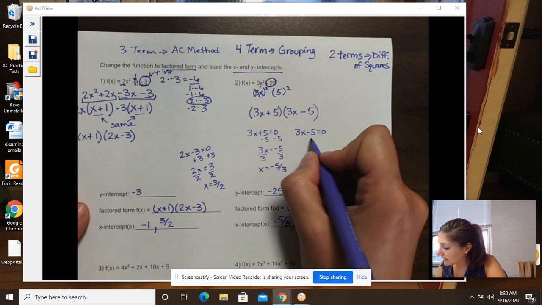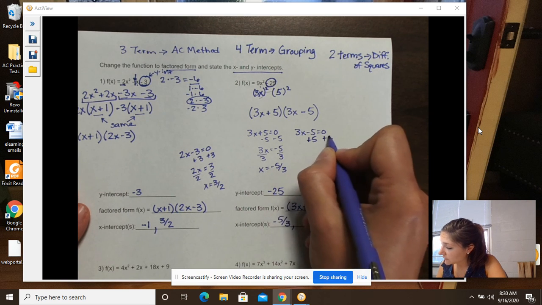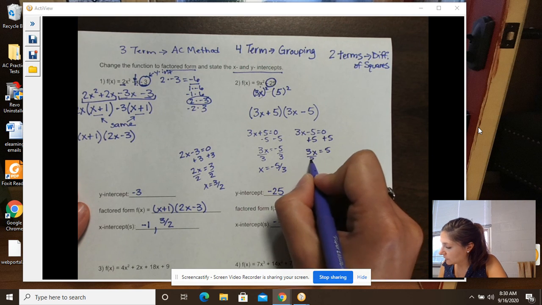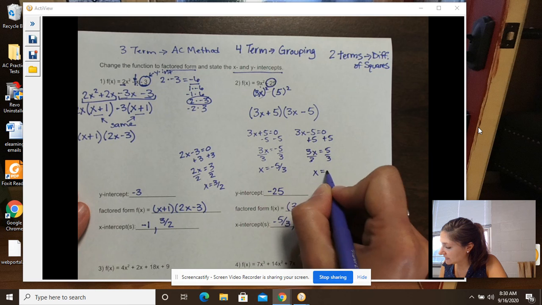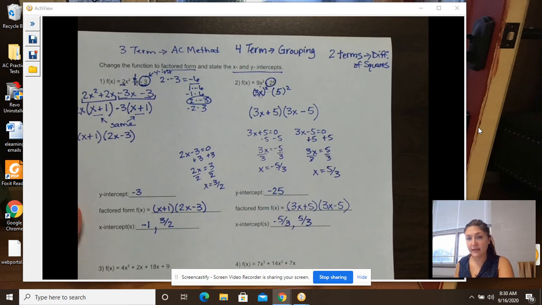And for the other one, 3x minus 5 equals 0. This time I'm going to start by adding 5 to both sides. So I get 3x equals 5, and then divide both sides by 3. So I get x to be 5 over 3, 5/3 there. Okay? So y-intercept, factored form, and my x-intercepts.